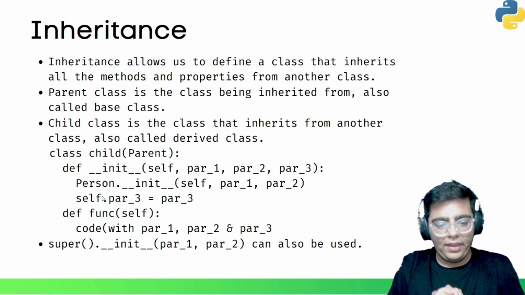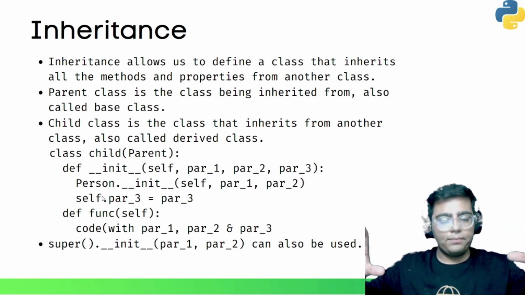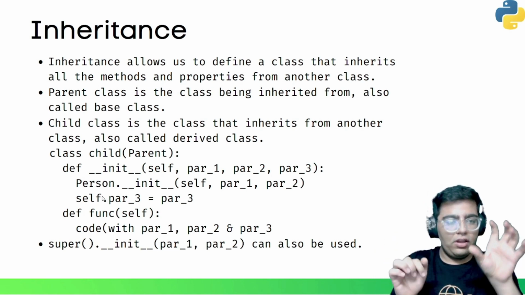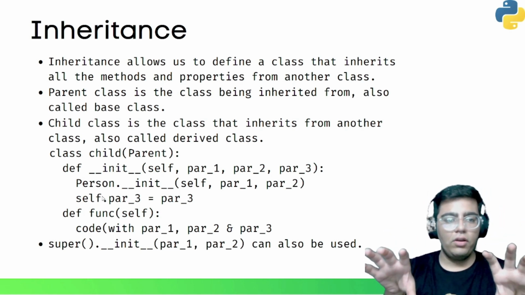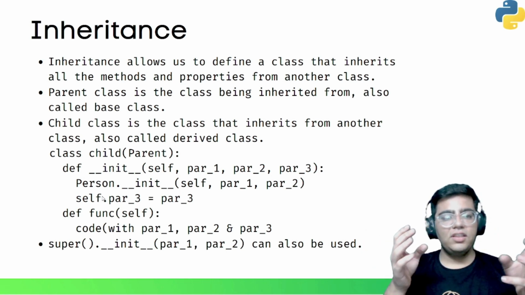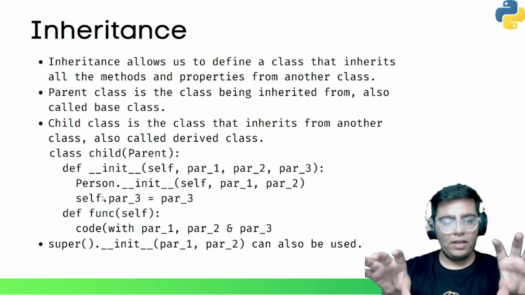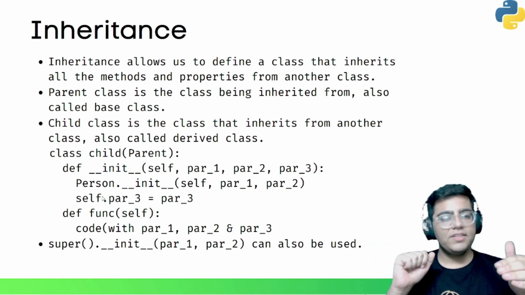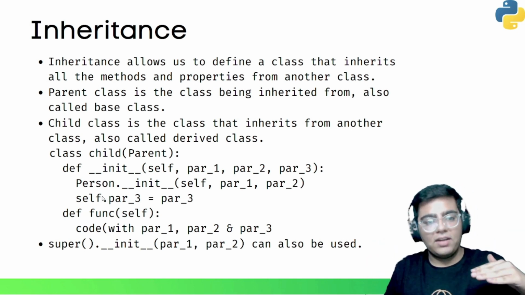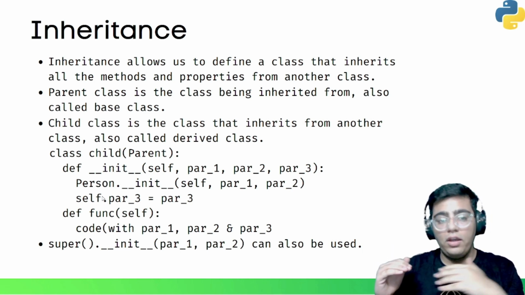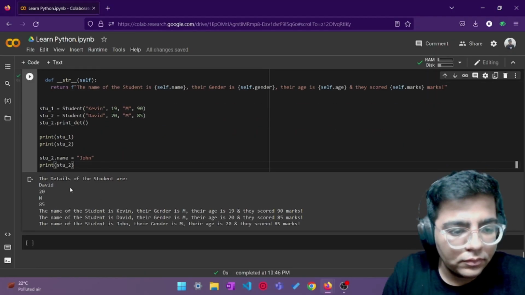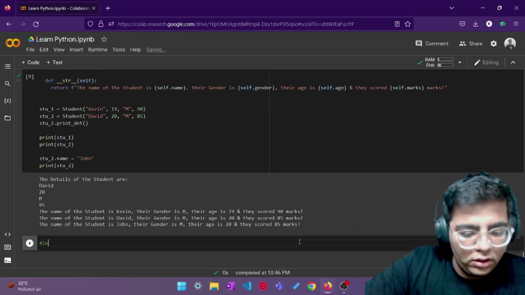Let's say that I'm creating a school database, and I want to create student and teacher. Some things are common between student and teacher: name, age, and gender. Those three things will be used in both. Each student will have their name, age, and gender, and each teacher will have their name, age, and gender. What a student will have extra is marks, and what a teacher will have extra is the subject he is teaching. So let's create inheritance.